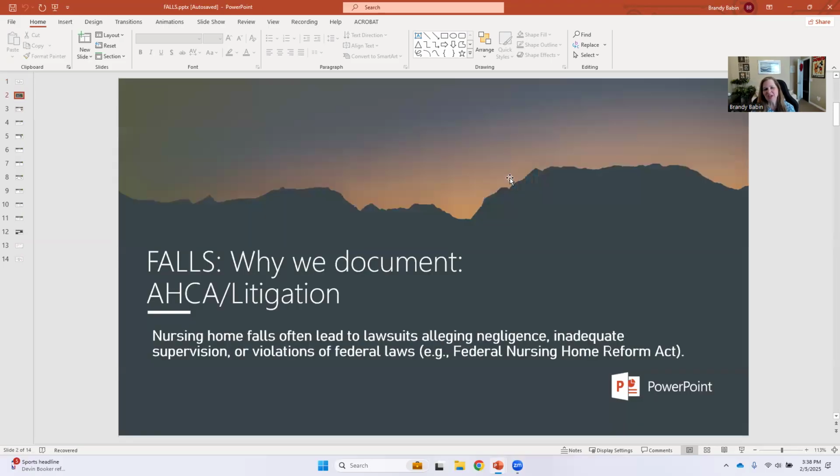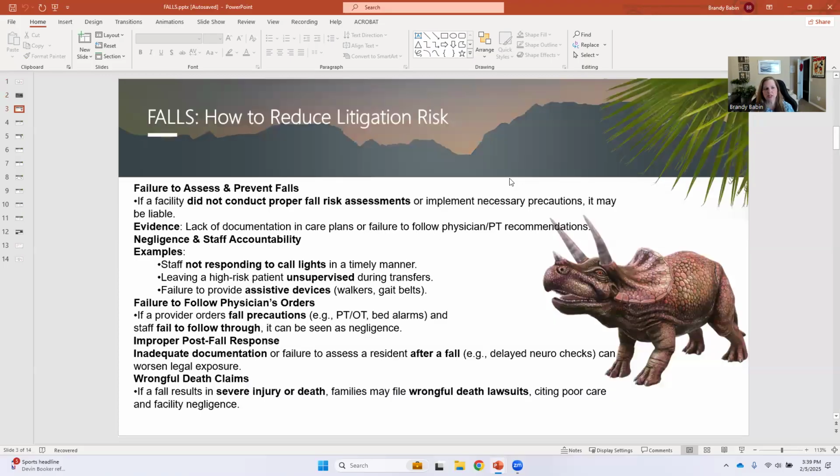So here we go. Why do we document falls? Why, as nurse practitioners, do we document falls? Well, first of all, we've got ACA. Second of all, we've got litigation. And then we want to tell a story in the chart of what's going on with a patient. So nursing home falls often lead to lawsuits alleging negligence, inadequate supervision, or violation of federal laws. So we want to be there and protect the patient.